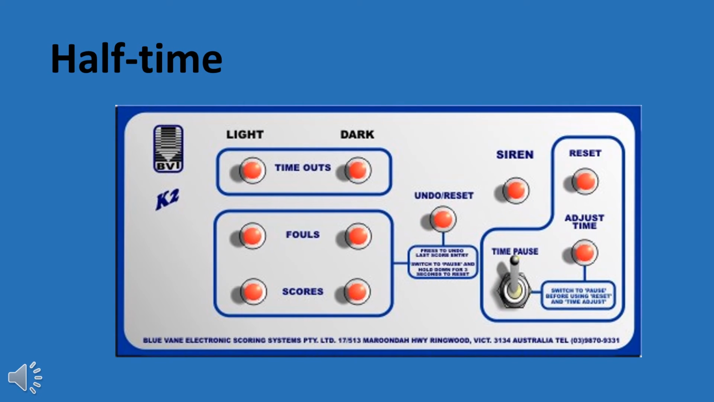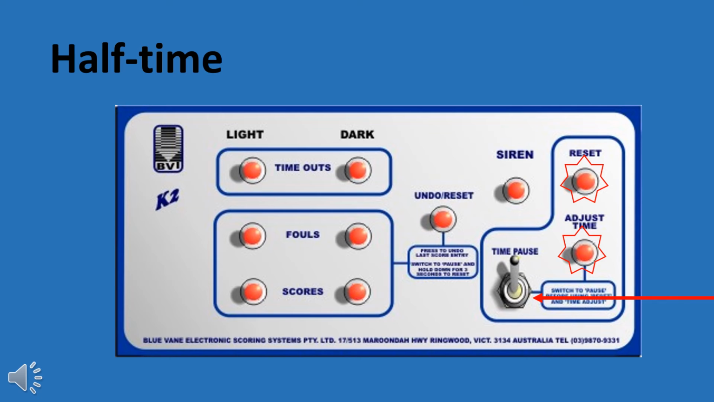At the end of the first half, click off the clock by switching upwards and set up 2 minutes for the halftime break. To do this, press reset, it'll show 20 minutes, then press adjust time to take it down to 2 minutes and then click on the clock straight away. Sometimes the referee will do this, but you should be ready to take care of it if they don't.